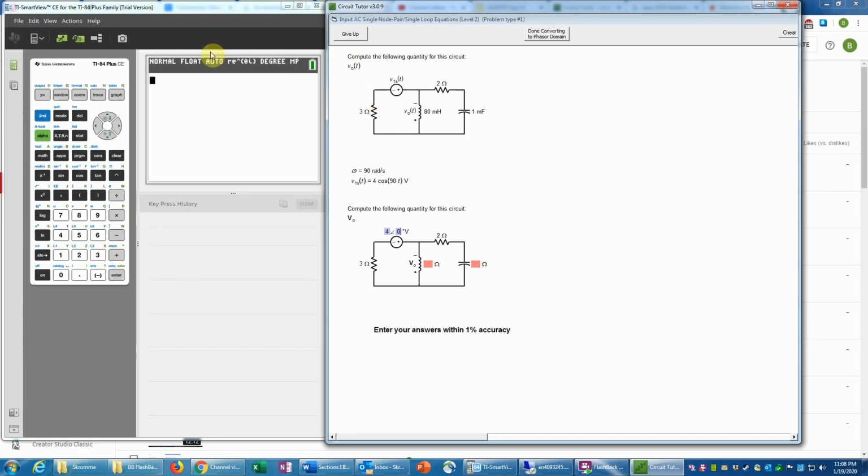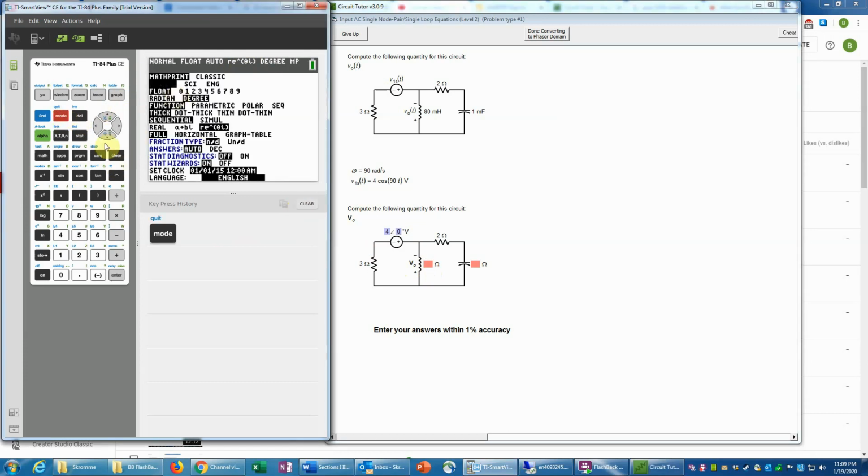So I'll illustrate this here on a TI-84 emulator. First of all, we want to make sure that we are in the complex number mode. Here it's actually in the polar mode right now. If it said real, that would not work at all. But I want it in the rectangular mode for right now because impedances need to be expressed as rectangular numbers. So I'm going to change that mode.